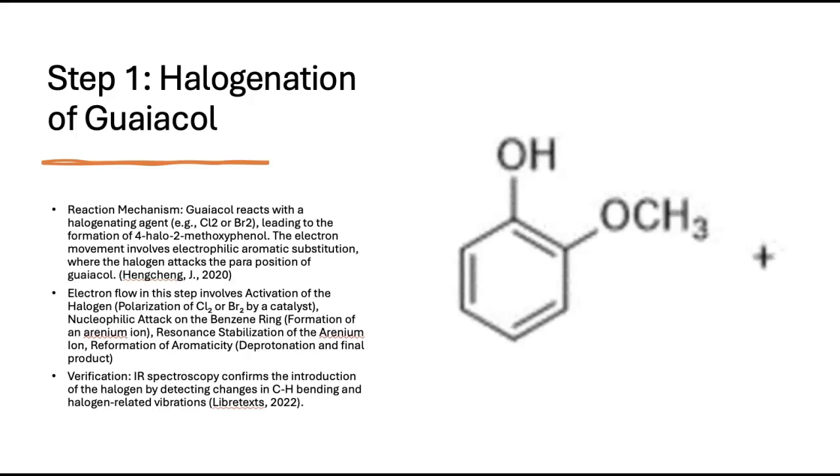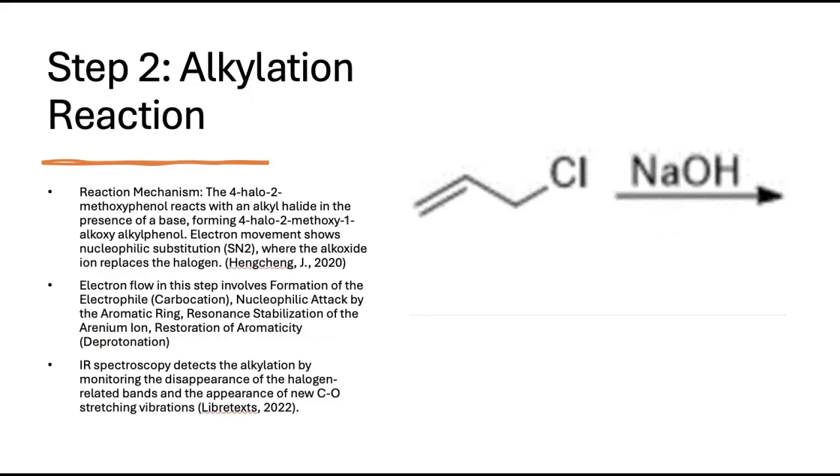We will be using IR spectroscopy for this, which will confirm the introduction of the halogen by detecting changes. Electron flow involves activation of the halogen, nucleophilic attack on the benzene ring, resonance stabilization of the arenium ion, and reformation of aromaticity.